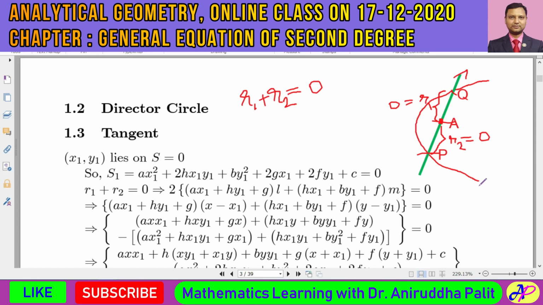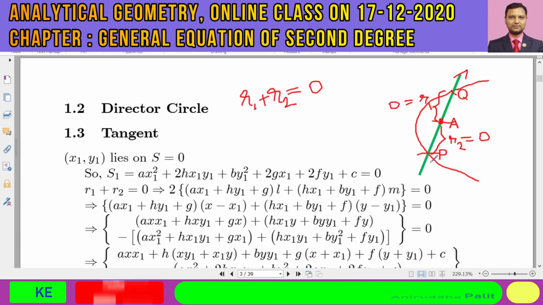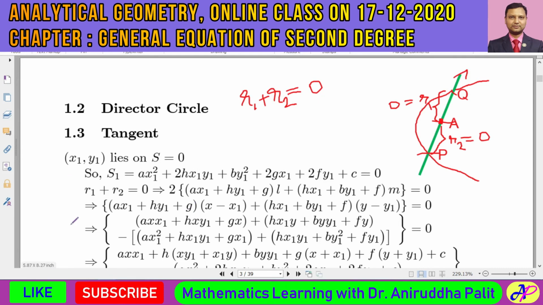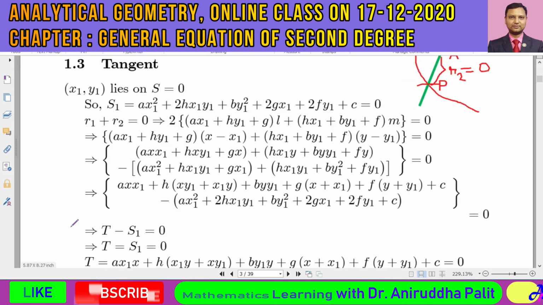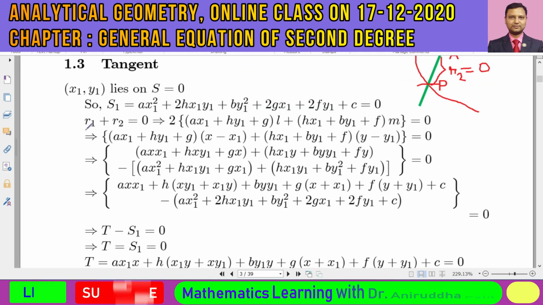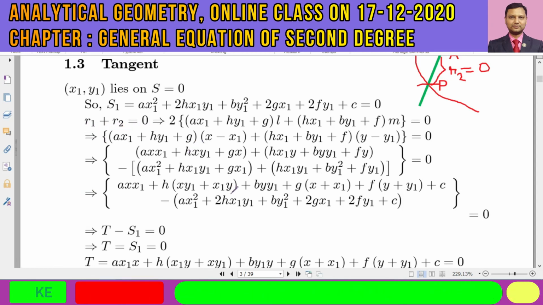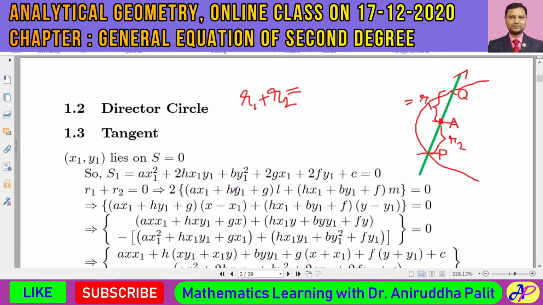Okay, so now the remaining portion is actually a matter of computation only. So over here, R1 plus R2 is equal to 0. Okay, R1 plus R2 is equal to 0.